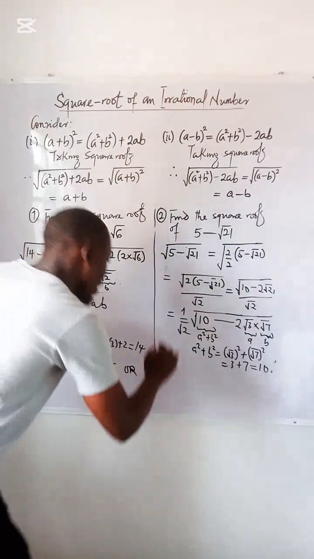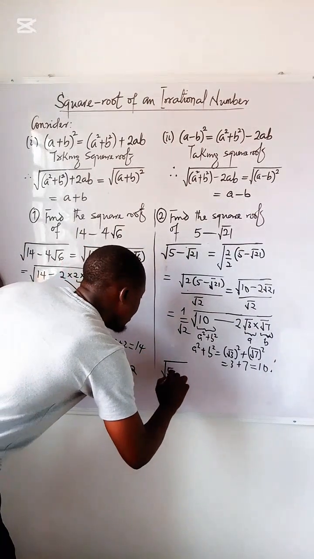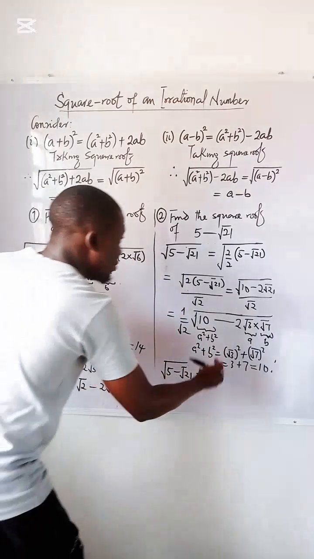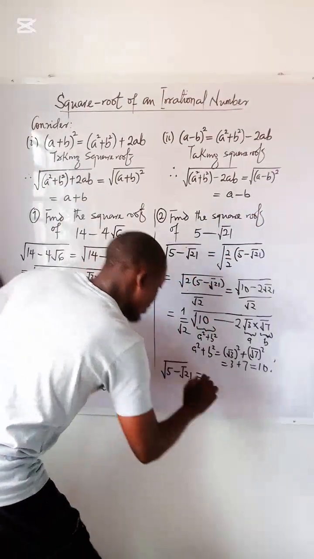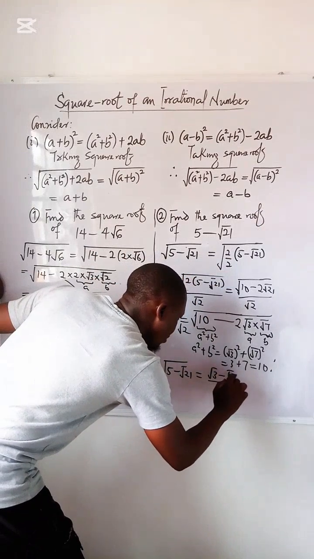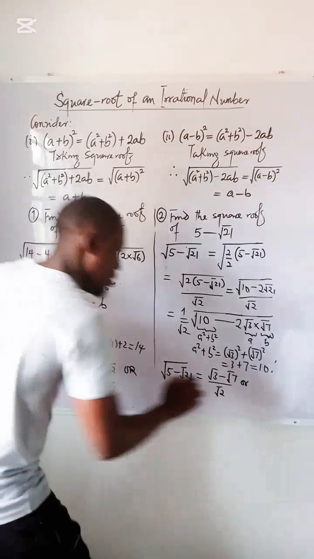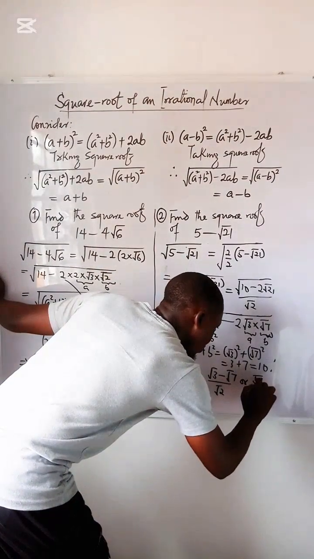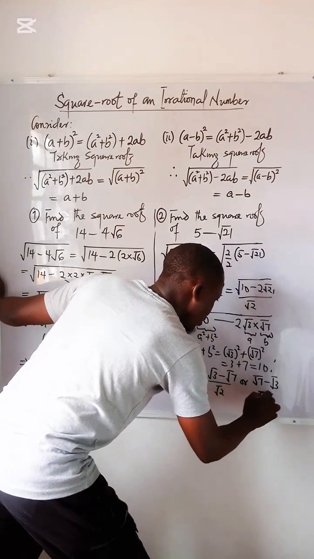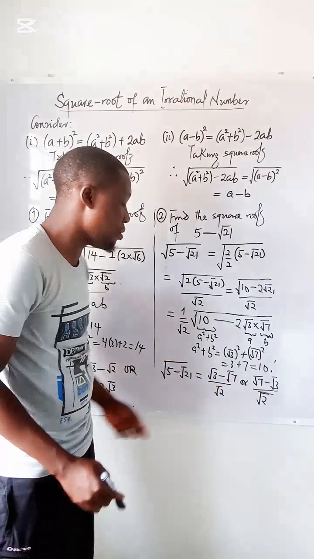So that means that the square root of 5 minus root 21 will give us what we have here, a minus b, all over root 2. We have 1 over root 2 already. It will give us root 3 minus root 7 all over root 2, or root 7 minus root 3 all over root 2. You can easily rationalize this if you don't like the form of this answer.